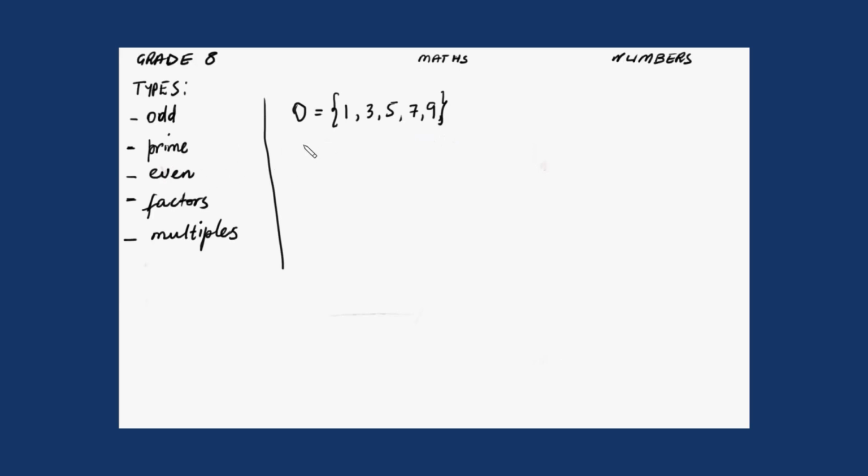Prime numbers, set P. We will have, let's call it set E. We will have 2, 4, 60, 80.